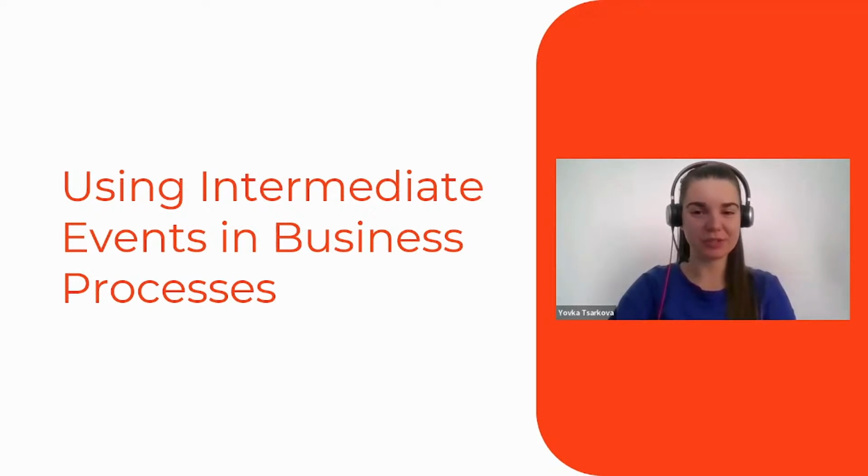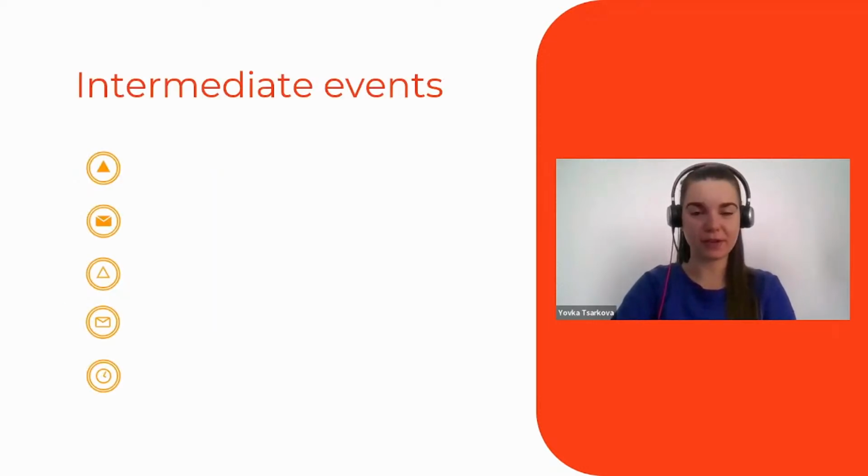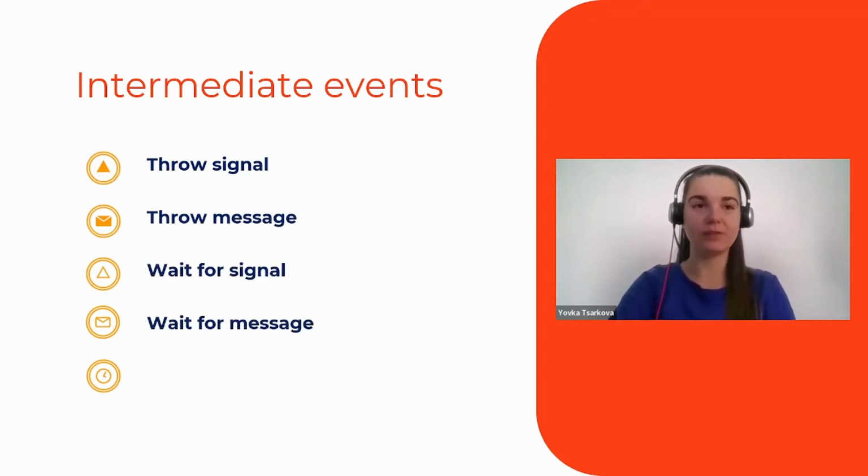I'm Yovko, Creatio Academy trainer, and today we are diving into the topic of intermediate events in Creatio business processes. This tutorial is designed for those of you who already have some experience with Creatio. So if you're new, I would suggest to check out and attend one of our guided learnings first. Today's focus will be on the 5 types of intermediate events: throw signal, throw message, wait for signal, wait for message, and wait for timer.